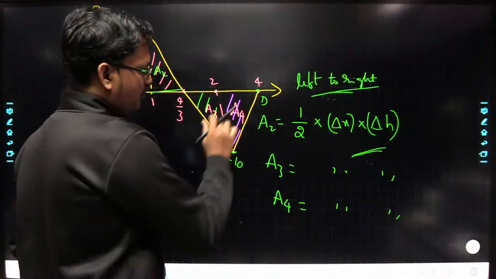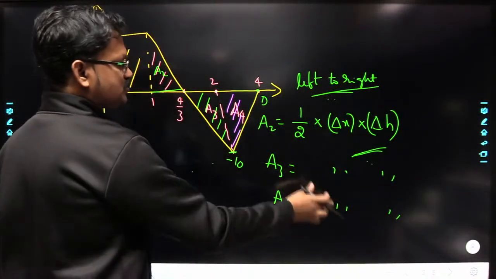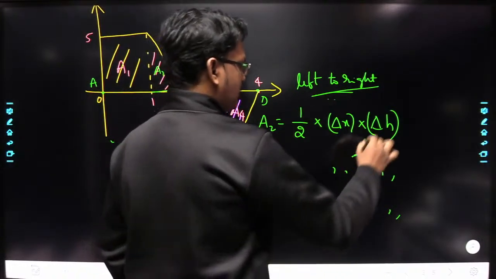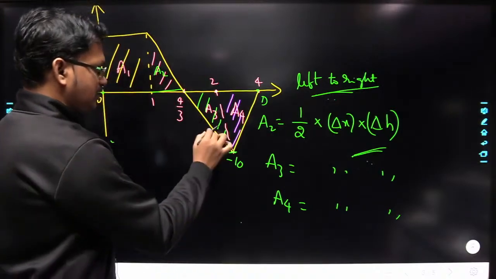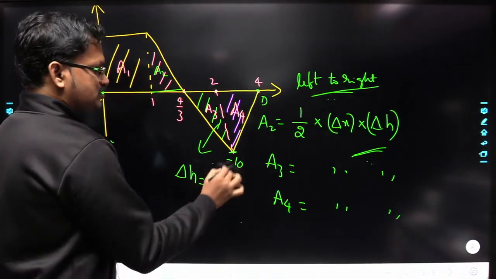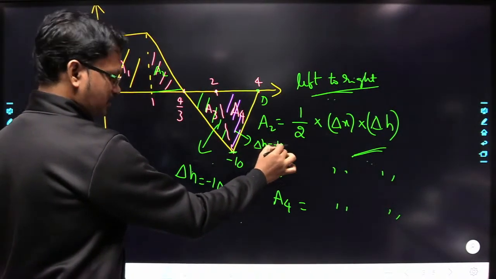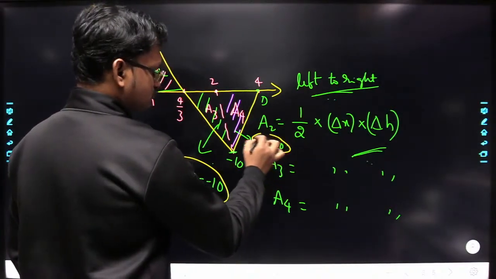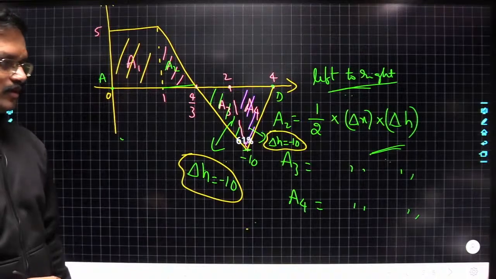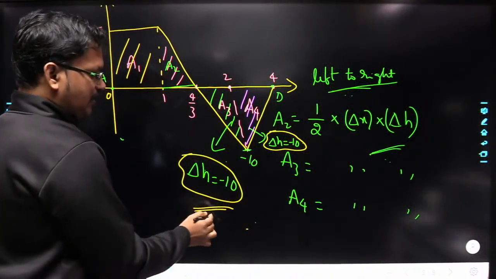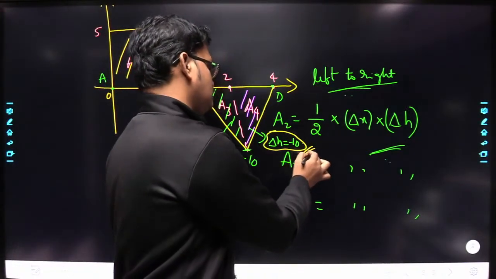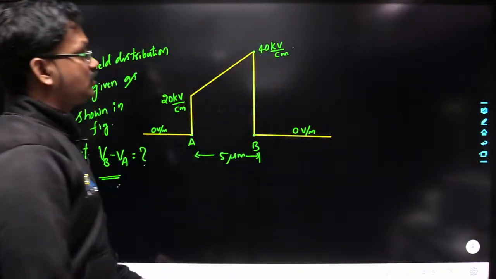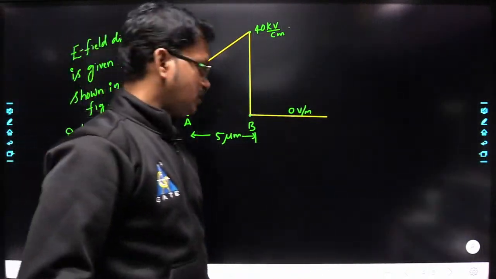For A4 also you have to write half into base into height. The change in base is 4 minus 2, and the change in height is minus 10 minus 0. So I think delta h you will get minus 10 here. For A3 delta h is equal to minus 10, and for A4 delta h is equal to minus 10. So you just correct this one here. The change in height must be minus 10. So take change in height equal to minus 10, and then solve the problem.